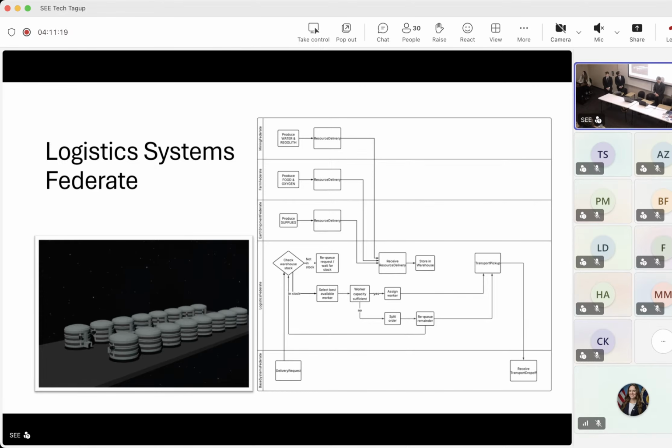And then on the right, we have a diagram of how the logistics system works. You can see 3 example federates, the farm, the mine, and the spaceport that will then deliver items into the warehouse of the logistics system, where then they can be brought out and used throughout the base for various systems. Next slide, please.